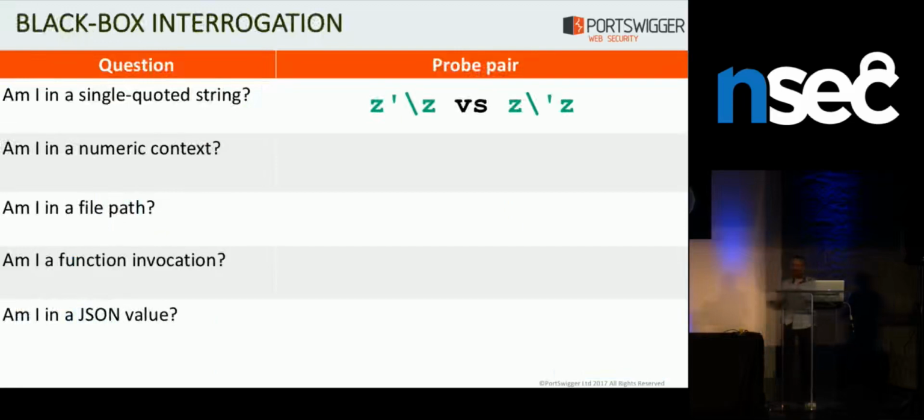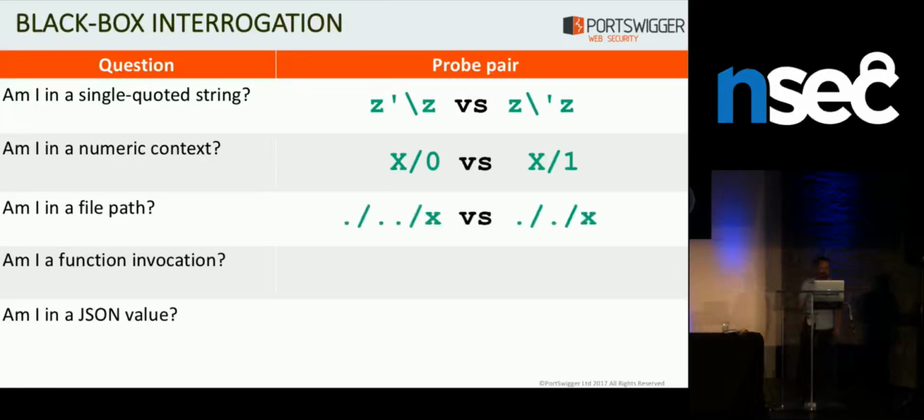So using this technique of probe pairs, where you've got a pair with one item that will cause an error and one that's syntactically very similar but shouldn't, we can effectively ask questions of the application. As you've seen, we can use a probe pair like that to ask, am I in a single quoted string? And you can also ask, am I in a numeric context, just by doing divided by 0 and divided by 1, much like a manual tester would. And you can also ask, am I in a file path, by providing something that normalizes back to the original path and something that doesn't.